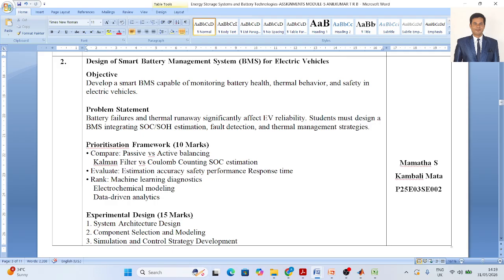Because when you are monitoring properly, when you are monitoring these parameters, SOH and temperature, try to overcome that, okay? Try to develop, try to improve the mechanisms, try to monitor the temperature, try to maintain the temperature properly, try to increase the life of the batteries. So that is your actual objective. You have to develop the smart BMS technique.